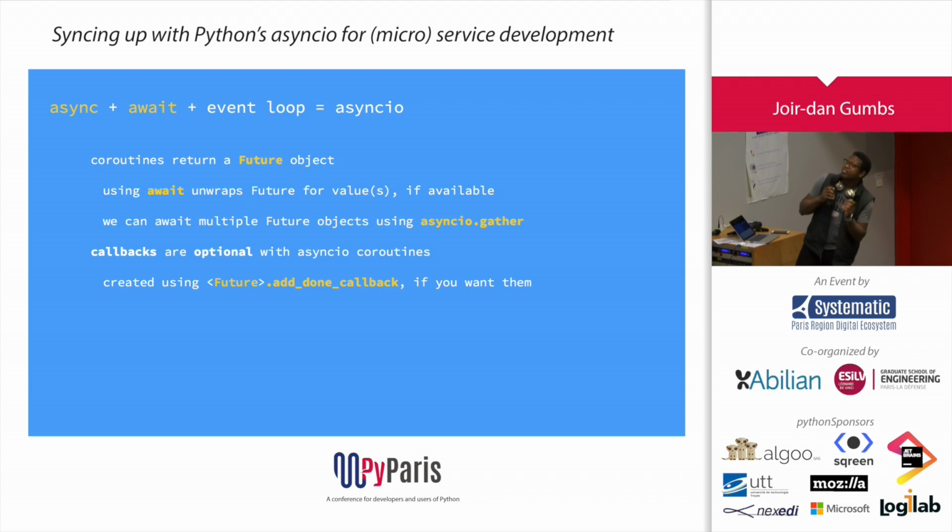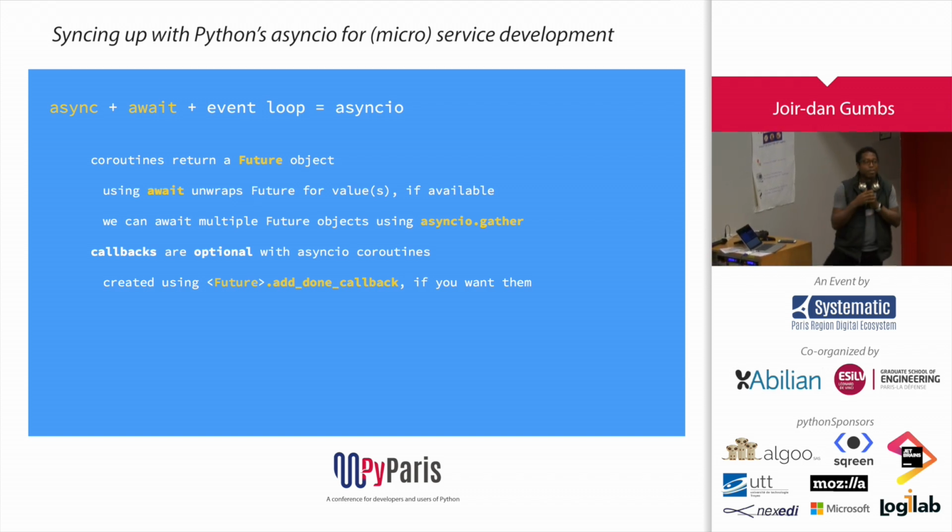What's cool though is that we can await multiple future objects. We can group them together. So if I have a bunch of different tasks that I want executed simultaneously or concurrently, I can group them utilizing asyncio.gather, and that allows me to take advantage of the event loop and coroutines and what asyncio has to offer.